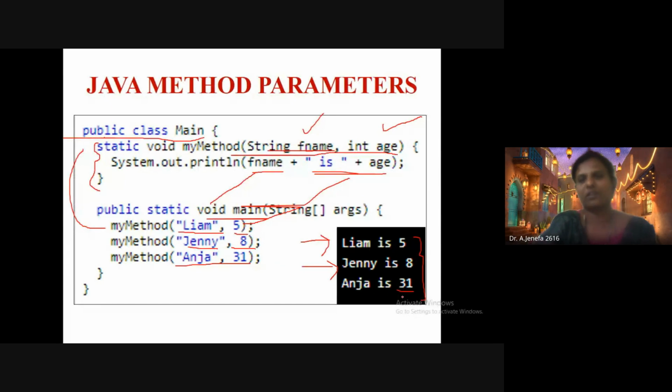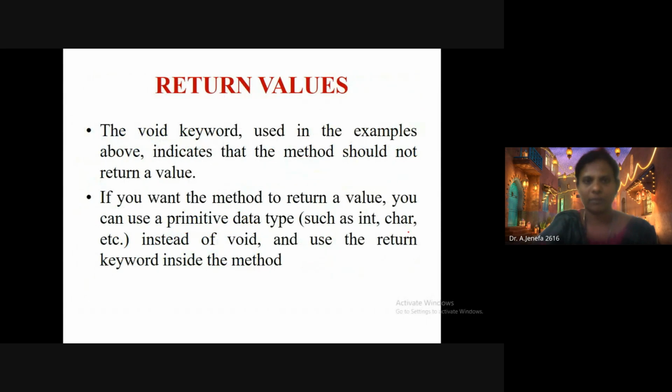So whenever you call the function from the function call to the definition, the exact parameter types have to be passed. If it is declared as string, a string value has to be passed from the function call to the function definition. So these are the Java method parameters. We have another one, the return value.